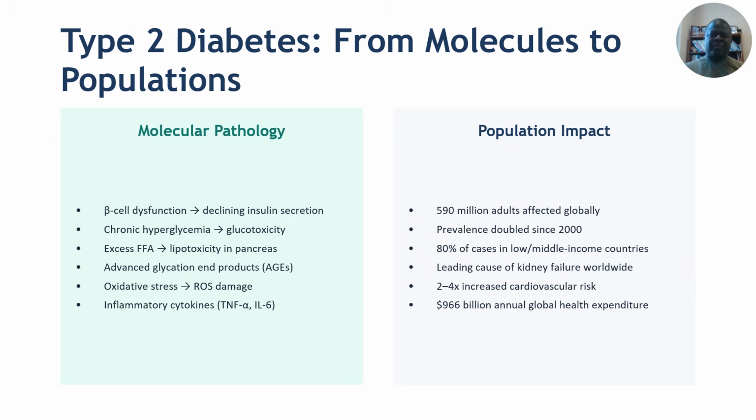So type 2 diabetes is one of the most common metabolic disorders caused by a combination of two primary factors: defective insulin secretion by the pancreatic beta cells and impaired insulin sensitivity in insulin sensitive tissues. At the population level, it's reported that more than 590 million adults are affected by type 2 diabetes globally. This prevalence has doubled since 2000.